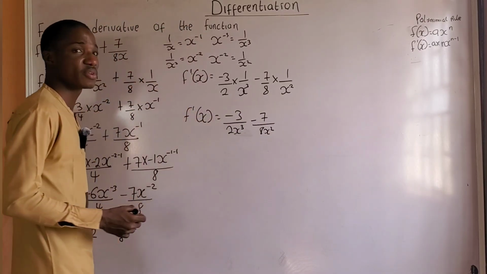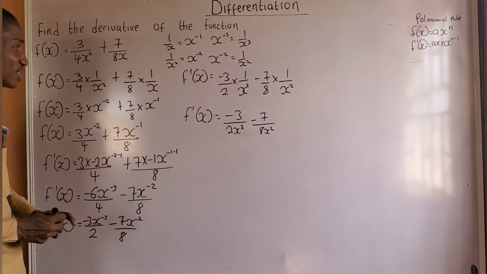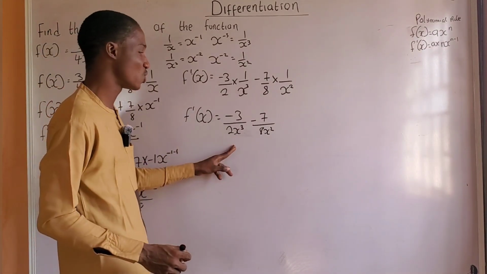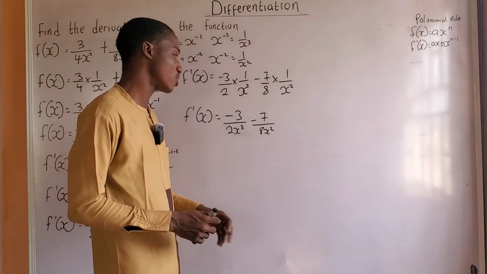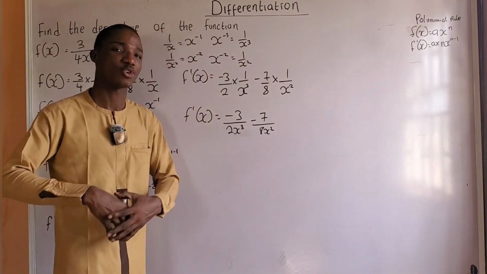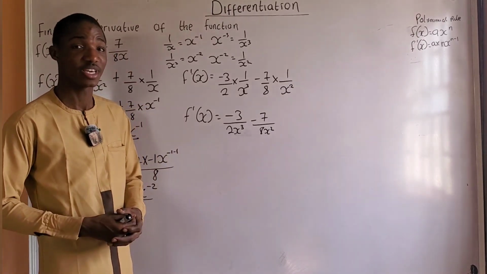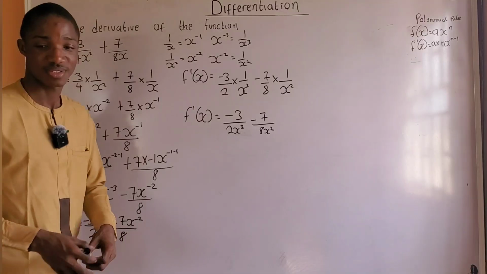So therefore, the derivative of the function 3 over 4x squared plus 7 over 8x is equal to negative 3 over 2x cubed minus 7 all over 8x squared. Do you understand? You can see that finding the derivative of a function using the polynomial rule is quite simple when you understand the approach, okay? So let's look at more questions.